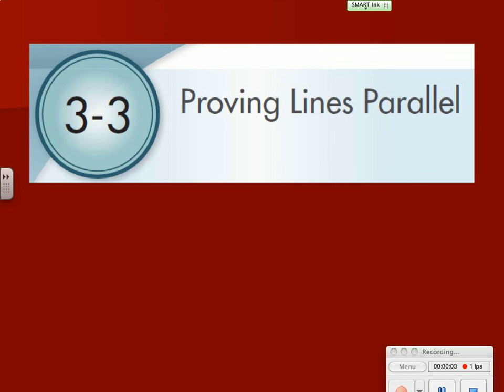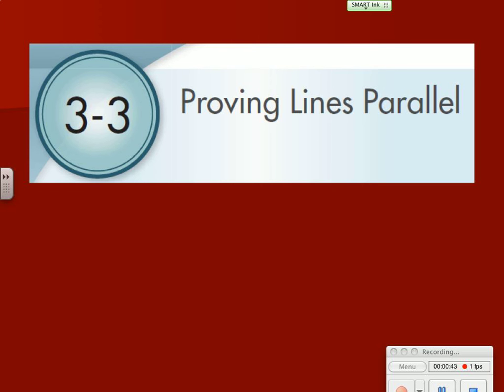Tonight's lesson is on 3-3, proving lines parallel. In the past, in 3-2, we learned that if we had two parallel lines cut by a transversal, certain relationships exist between the alternate interior, alternate exterior, corresponding, and same side interior angles. Alternate exterior, alternate interior, and corresponding angles were congruent, and the same side interior angles were supplementary. We can use that information to prove that lines are parallel.